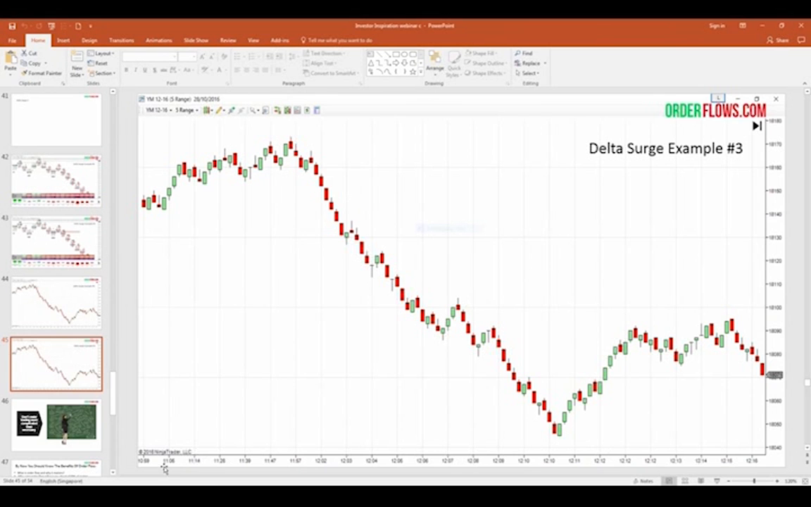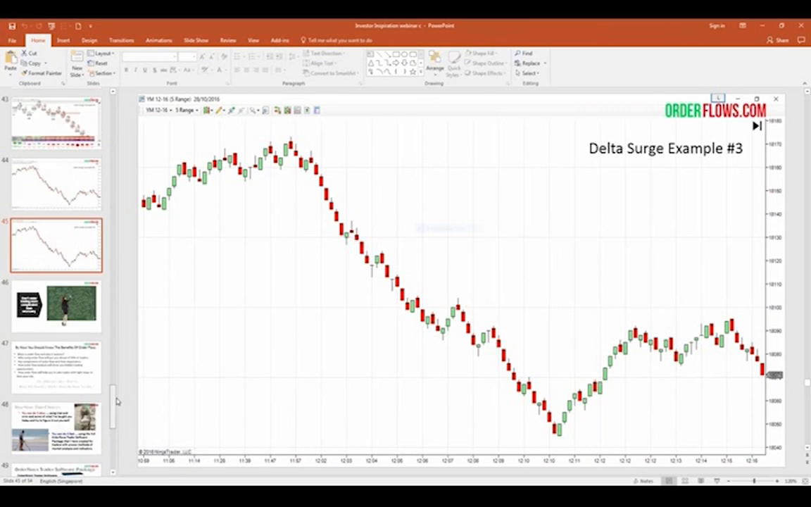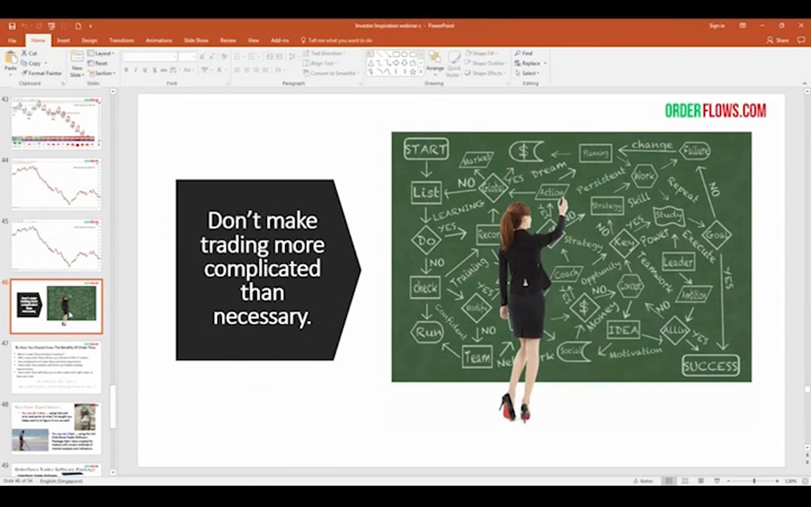These are the moves that traders just dream of. So by now that's 3 solid order flow setups I just gave you, and again, you could use them in your trading, if you're already using an order flow chart. If you're not, just let me know, and we'll get you hooked up. Don't make trading more complicated than necessary.